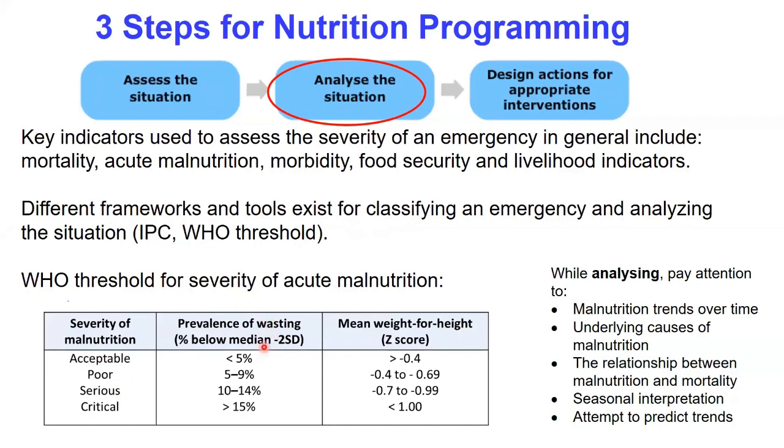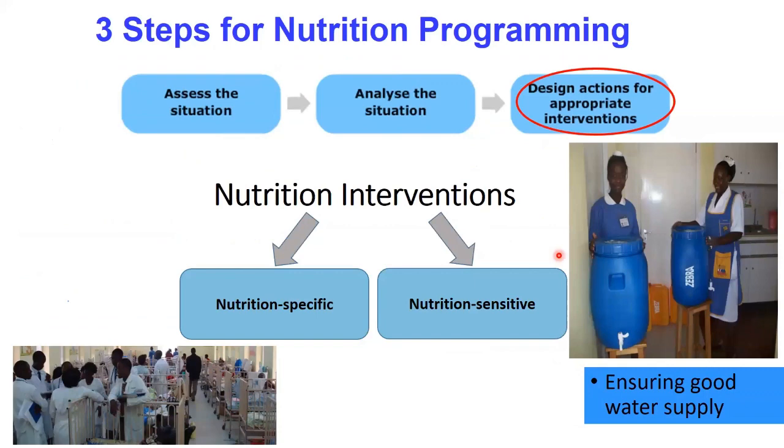where we use Z-scores, and once the Z-score is less than -2, these are the proportions: acceptable, when we say it's poor, when we say it's serious, when we say it's critical, meaning an emergency where food support, both for the sick and the non-sick, is needed. So we can analyze trends over time, the underlying causes, the relations between malnutrition and death, and also the seasonal variations, and then also in terms of predicting.